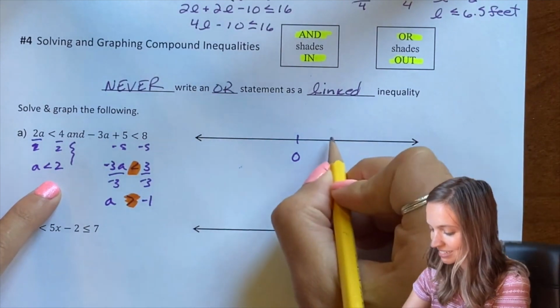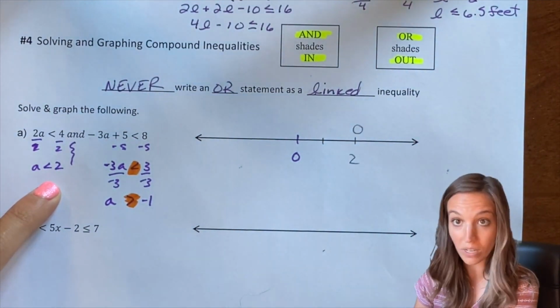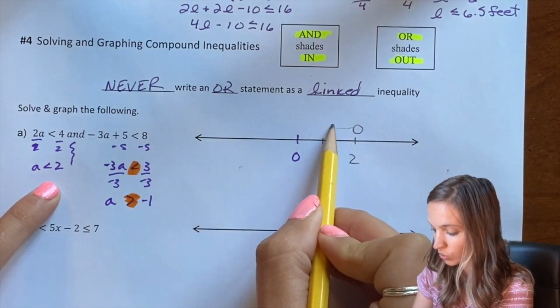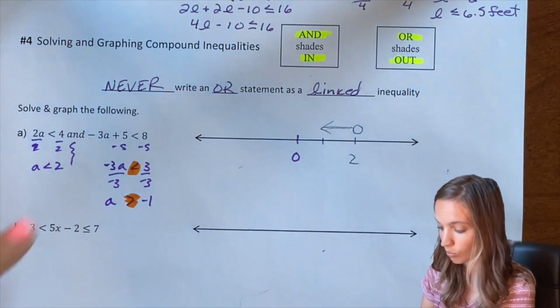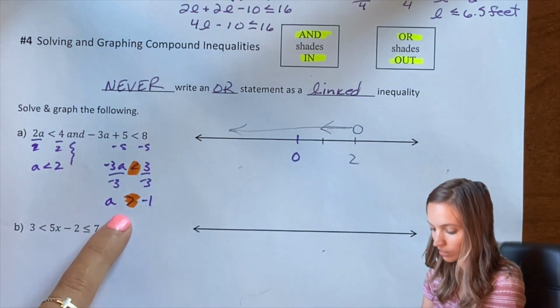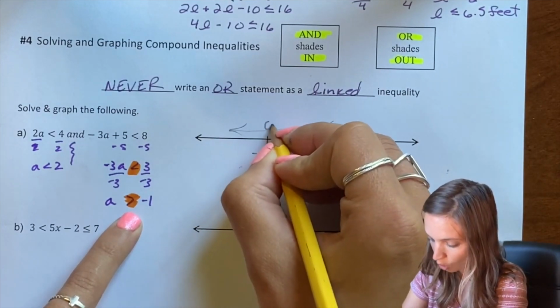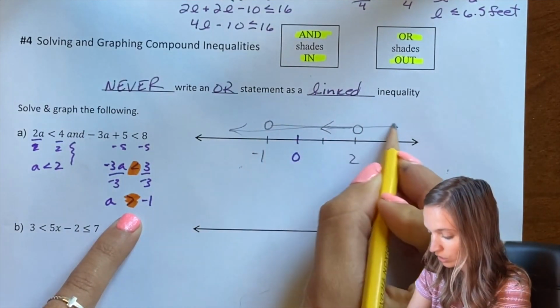So A is less than 2. So 2 would be right about here. A is less than, so that's an open circle. Less than 2 is going to go this direction. I'm just going to draw it real light, pointed that direction. You can draw it, point it out if you want, okay? A is greater than -1. -1 would be right here. A is greater than it, so again, open circle, and it would be pointed this direction right here.